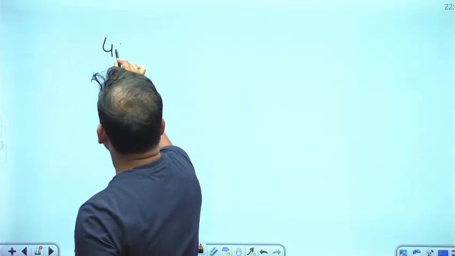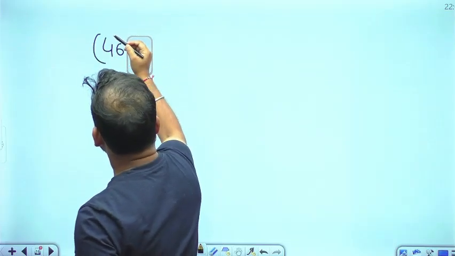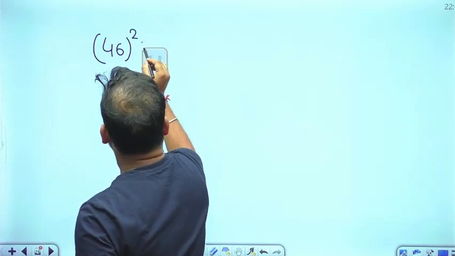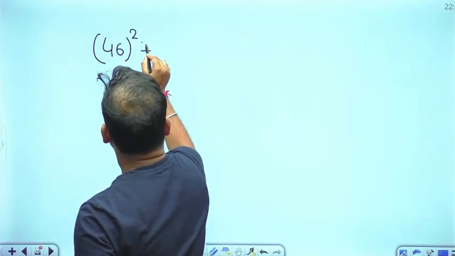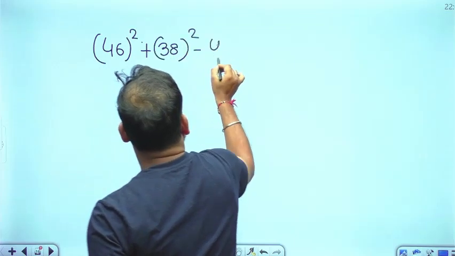What about 46.8 square, or 46 square multiplied by or plus 38 square minus 43 square?